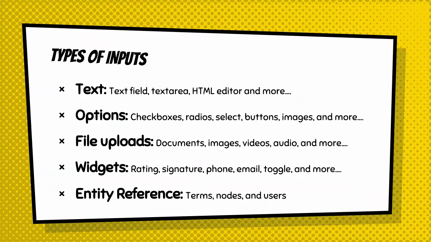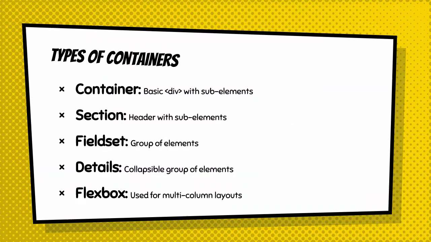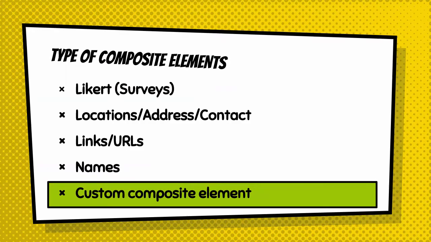And then there are entity references, where you can reference content on your site. Containers: there's a basic container, which is just a div. Section is really just an HTML5 spec to define a section of content. What's nice about sections is you get a header and it just groups them together. Fieldset and details people are pretty familiar with, and flexbox is used for multi-column. Composites: there's the liker, location, address, contact, links, names, and you can build your own custom composites for your project. So you can decide what type of elements.